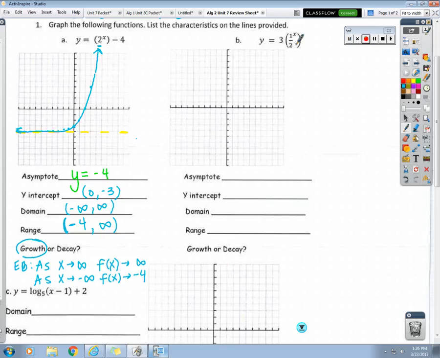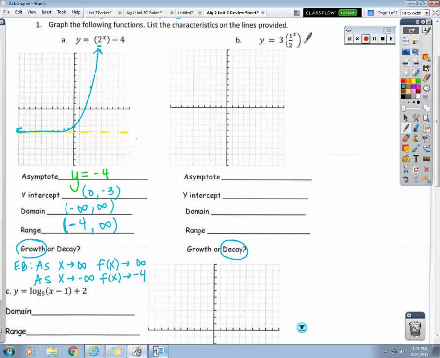Alright, B. Before we even graph B's equation, we know it's exponential because the x is the exponent and it can't be logarithmic. There's no log written there. So, what can you tell me about it before it's even graphed? It's a decay. How do we know it's a decay? The b value is 1/2. Okay, and when your b value is less than 1 and greater than 0, that's a decay.